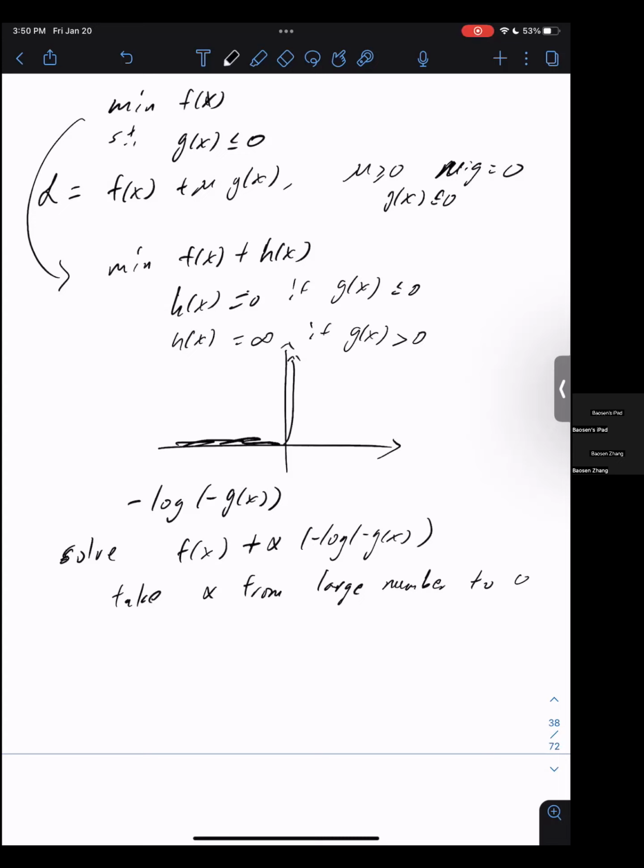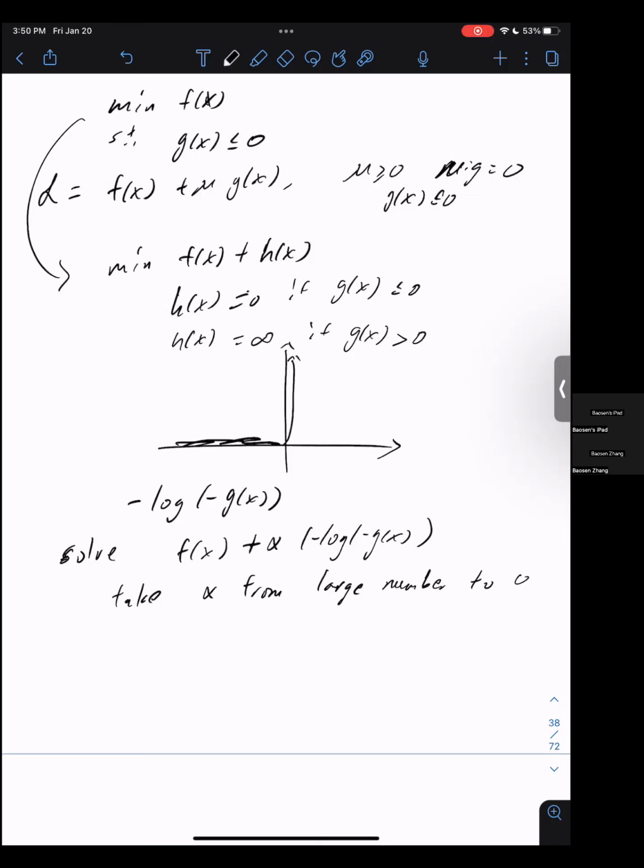For alpha that's not 0, this constraint is enforced exactly. g of x cannot be positive, okay? Then what you do is you find a solution, then you reduce this weight factor. As this weight factor gets smaller and smaller, still g of x cannot be positive, right? Because log of 0 is infinity. So however small this alpha is, infinity will win.